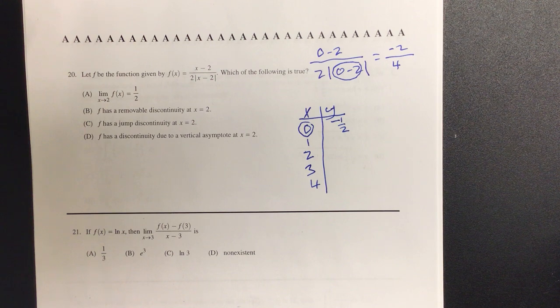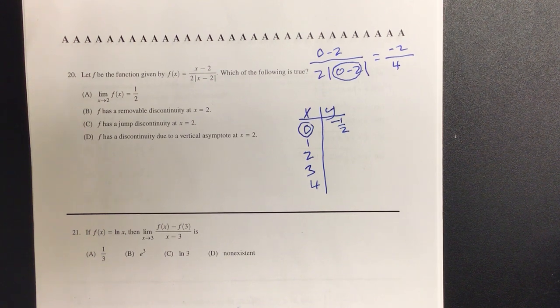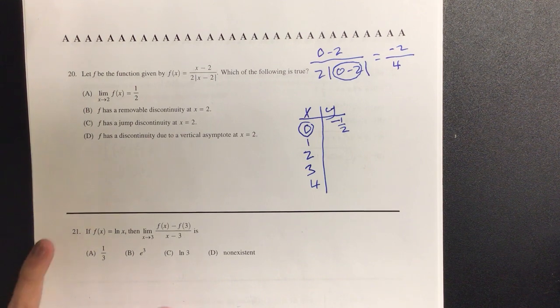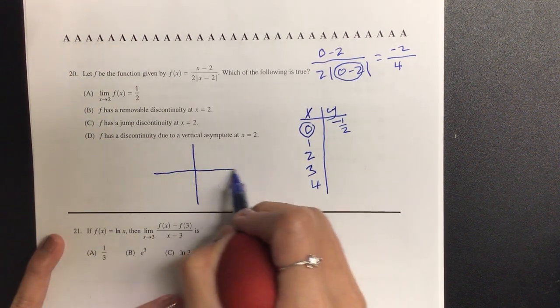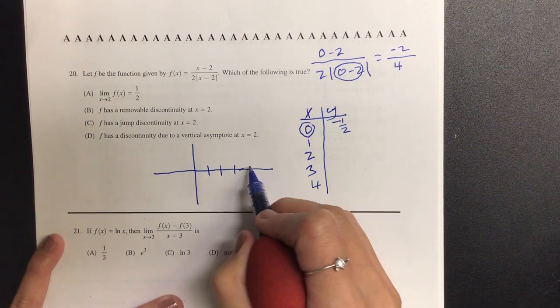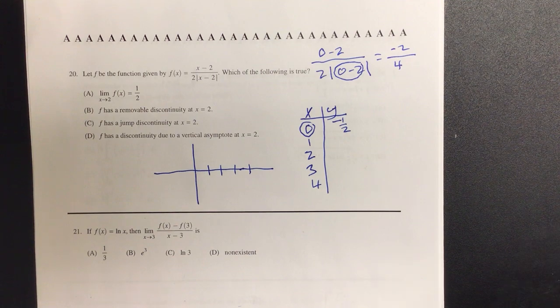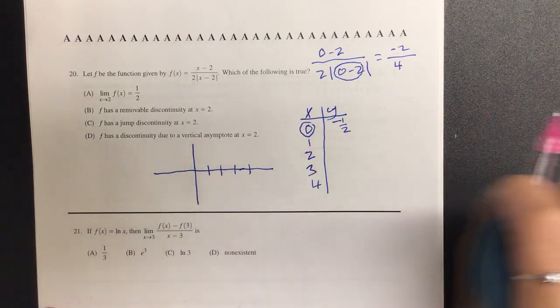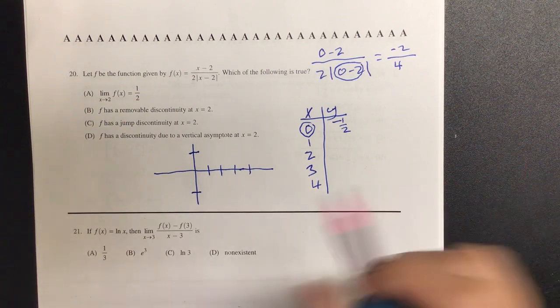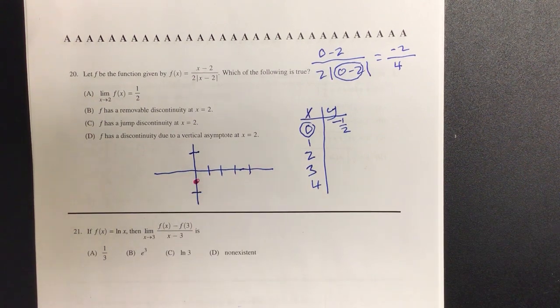So I'm going to give you 30 seconds to plot the remaining and see what happens. And one of them is going to be undefined. As you find them, go ahead and graph the points.